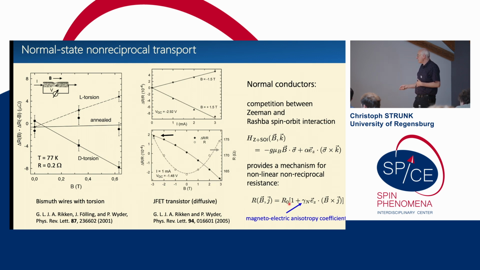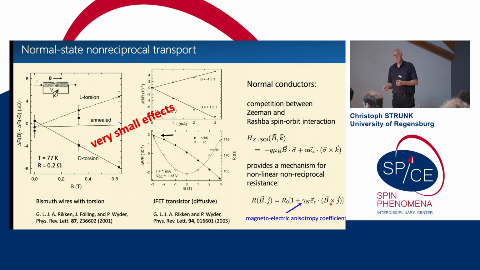And that produces this bilinear combination of current and field in this additional contribution to the resistance. So phenomenologically, what they found out is that there is a contribution to the resistance that depends on this cross product of magnetic field and current density. However, these were very small effects. If you look at the scales here, these are 10 to the minus 4 effects.